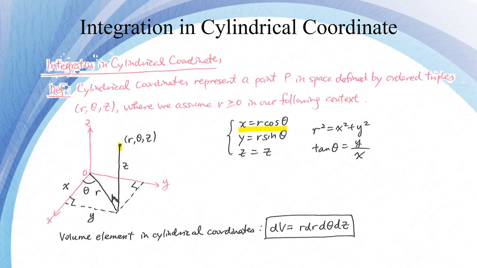So if we do integration in cylindrical coordinates, the volume element will be dV equals r dr d theta dz. Sometimes the question will give you the function in Cartesian coordinates, but we need to transform it into cylindrical coordinates to do it.